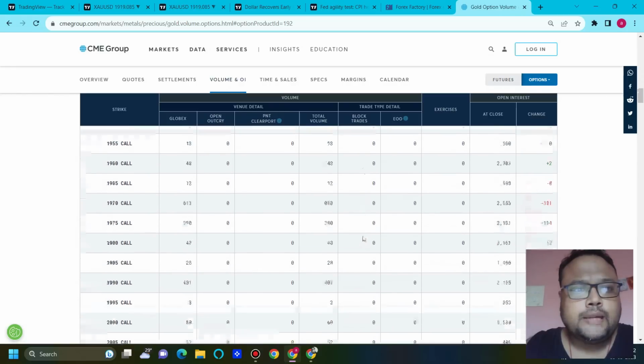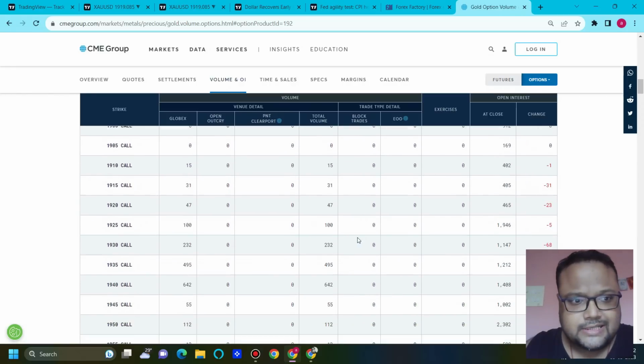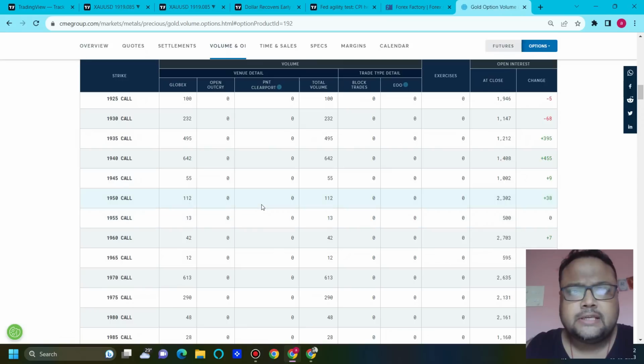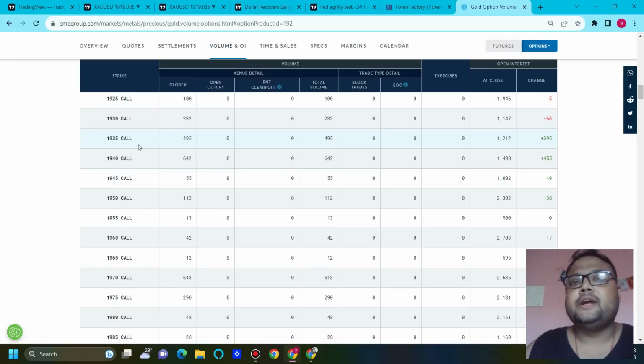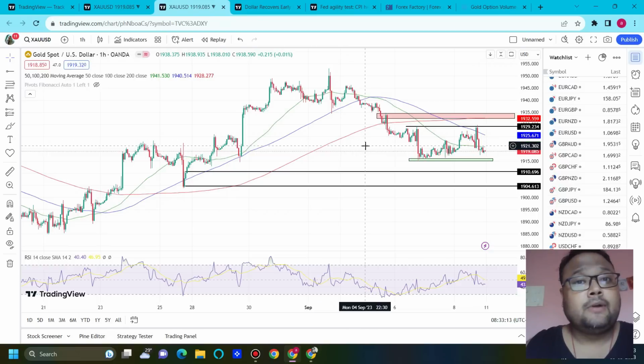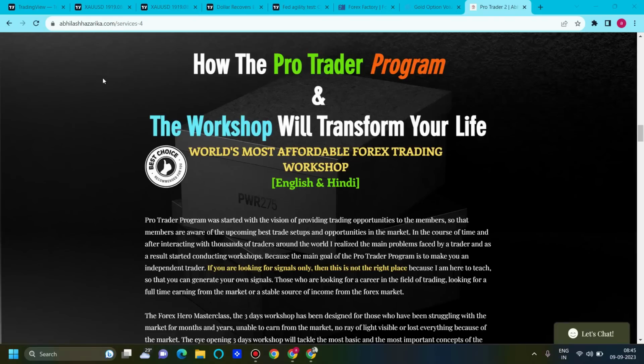And if you look at the resistance here as per the contracts data, if the market goes up, then we have 1935 and 1940, because we can see a positive change in open interest at 1935 and 40. So if gold goes for recovery also, there will be resistance at the 1935 and 1940 level. But right now, where is the market? At 1919. So let's discuss.